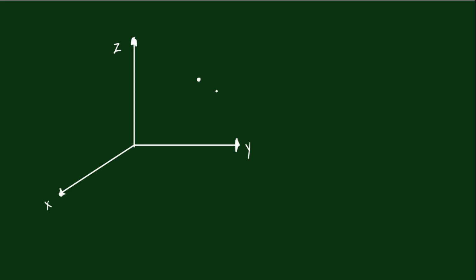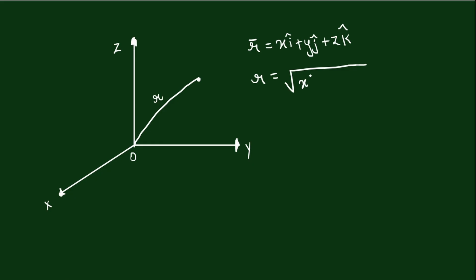First, we will be looking at the Cartesian coordinate system. So we consider a point in the xyz space. The distance from the selected origin to this point is called the position vector, and this position vector is given by r is equal to x i cap plus y j cap plus z k cap, and the magnitude of this position vector is given by r is equal to under root x square plus y square plus z square.